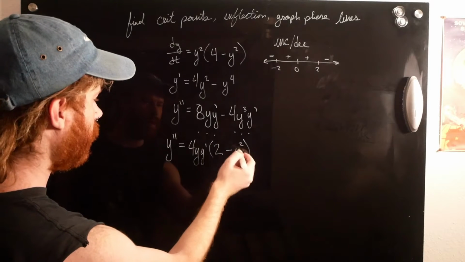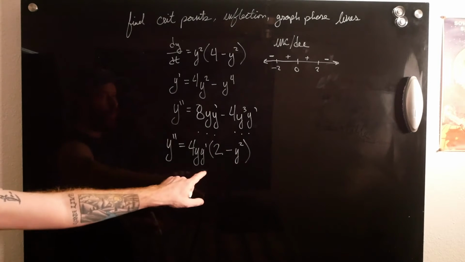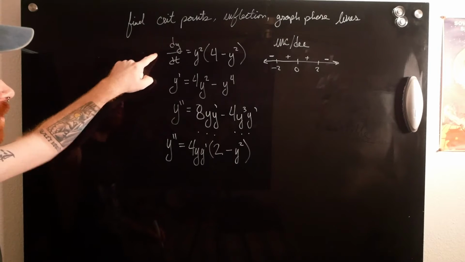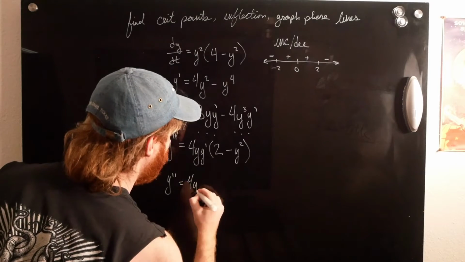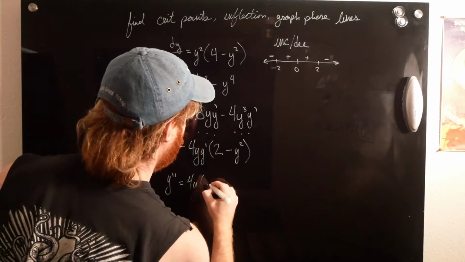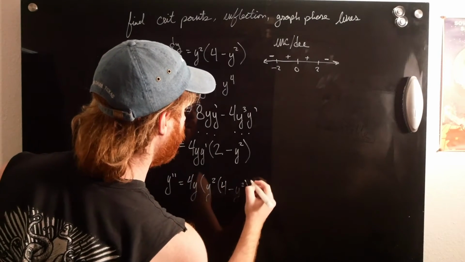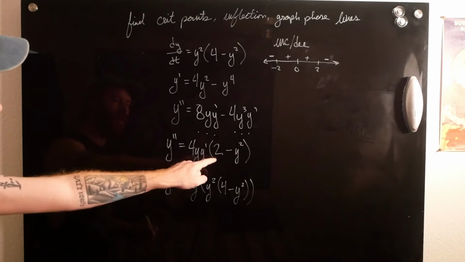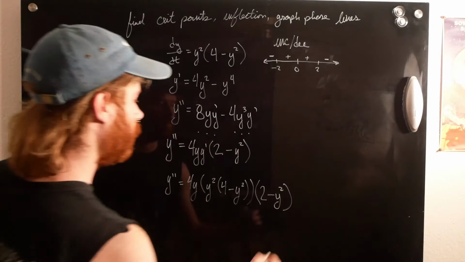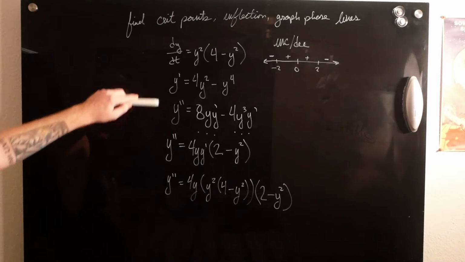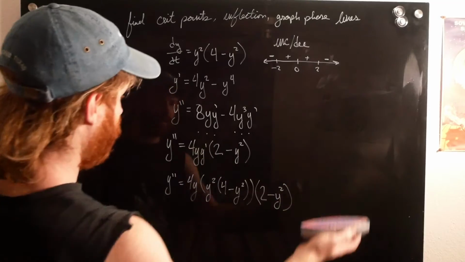y prime and -4y cubed y prime. Yep. Okay. And we know what y prime is equal to. y prime is this. So let's just plug that in. So y double prime equals 4y, multiplied by y squared times (4 minus y squared), right? And then this function right here, 2 minus y squared. Okay? So what I'm going to do is erase this, and I'm going to keep working on this part a bit further up here.